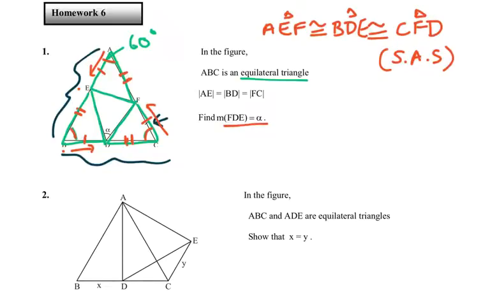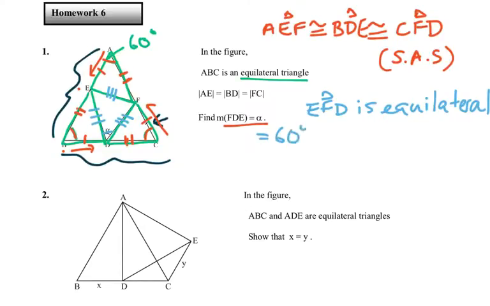Okay, hopefully you tried it, and hopefully you found out, here's how I did it, that because these three triangles are congruent, it means that all of the sides are equal. So that means that each of those sides has to be equal, which means triangle EFD is equilateral. And so we know that all of the angles in that triangle, which is alpha, must be equal to 60 degrees. Perfect.